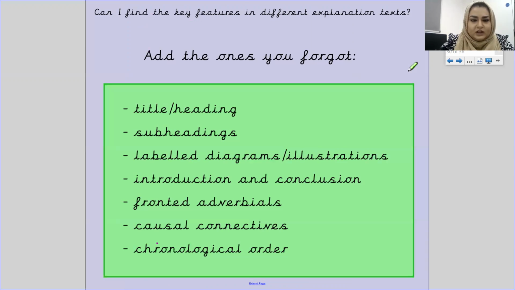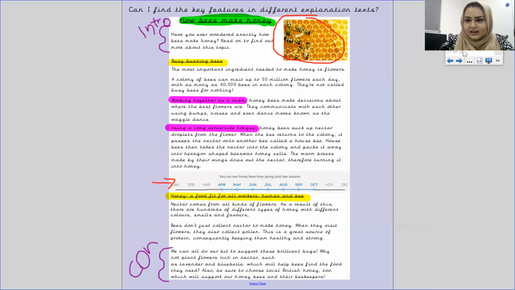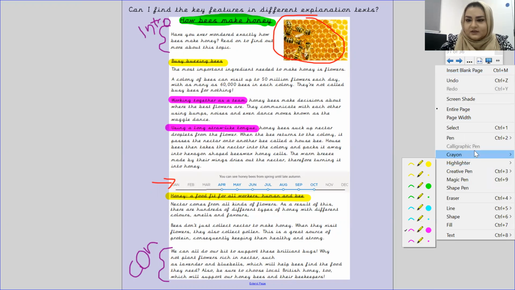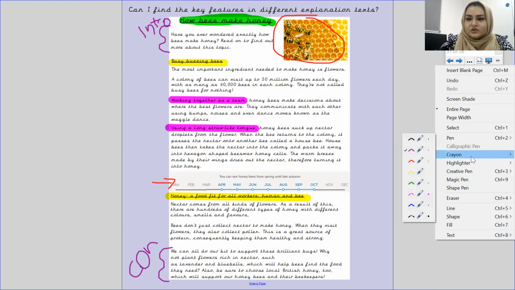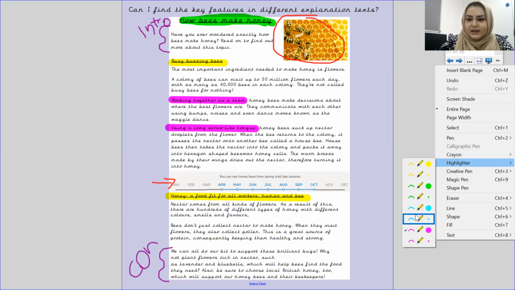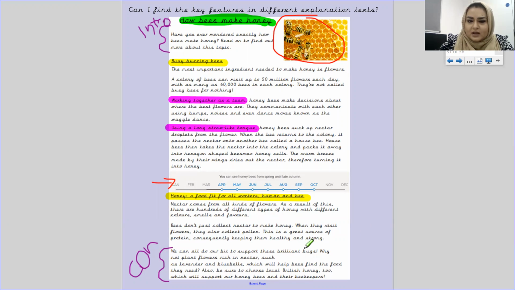Now, the next feature is causal connectives. Our causal connectives give you a cause. Our causal connectives here would be the following. You've got consequently. You've also got as a result of this. Those are the only ones I can find for now.